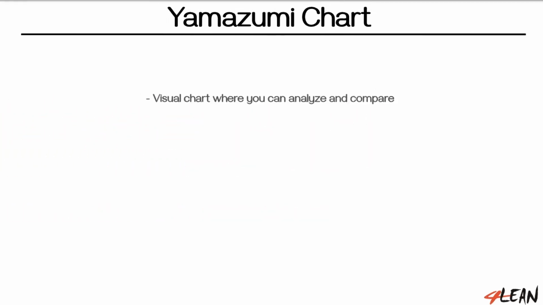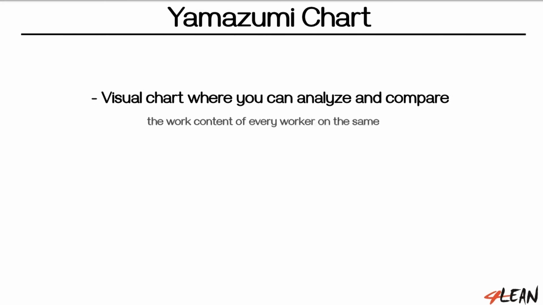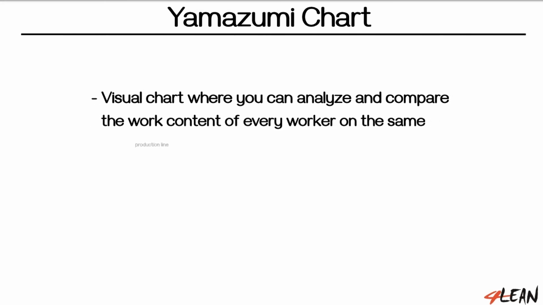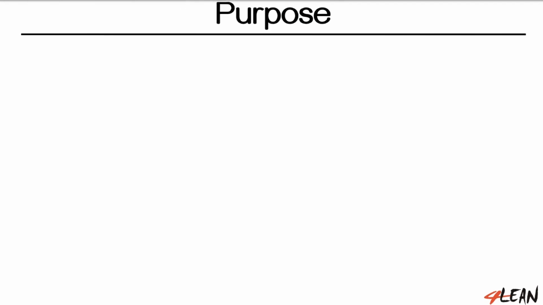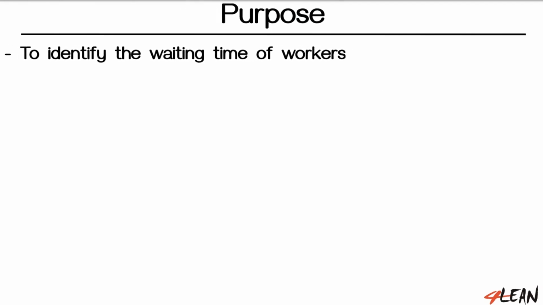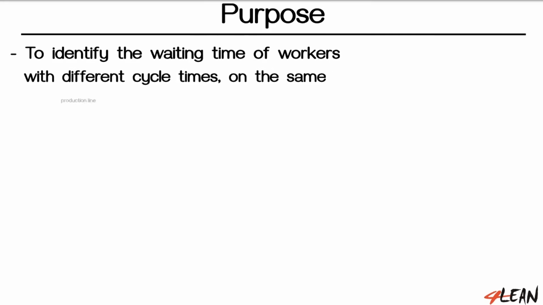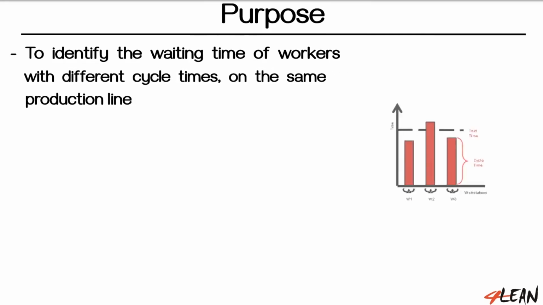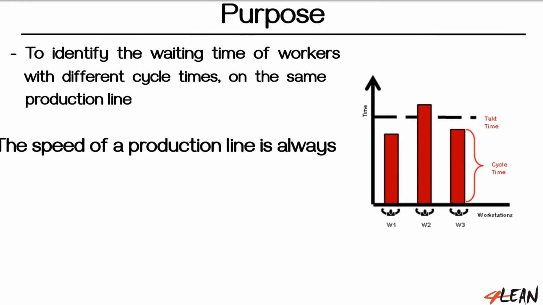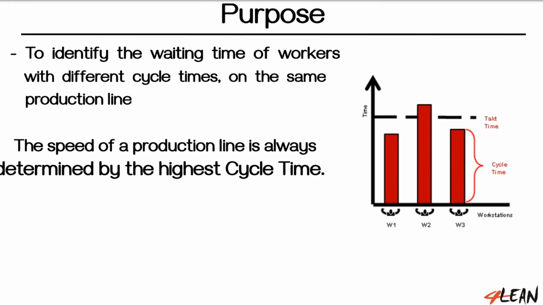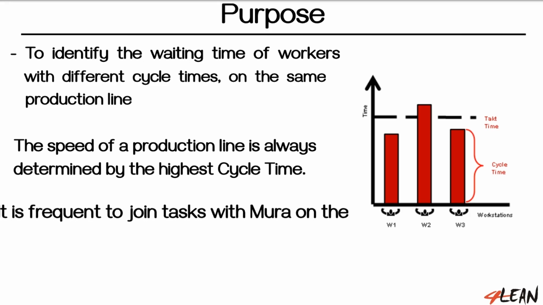A Yamazumi chart is a visual chart where you can analyze and compare the work content of every worker on the same production line. The purpose of a Yamazumi chart is to identify the waiting time of workers with different cycle times on the same production line. The speed of a production line is always determined by the highest cycle time.